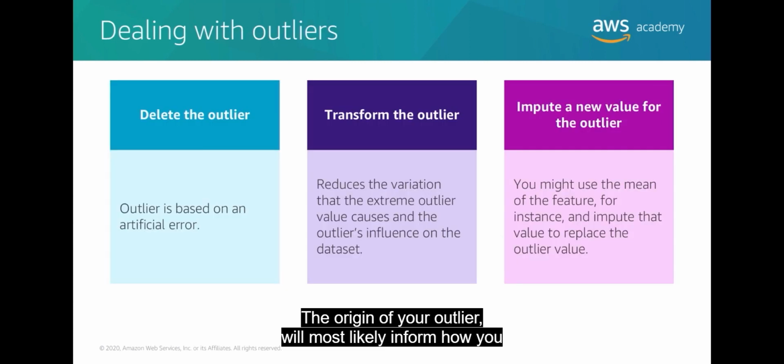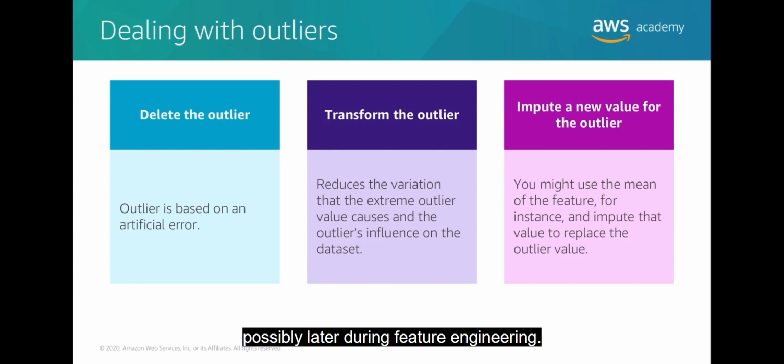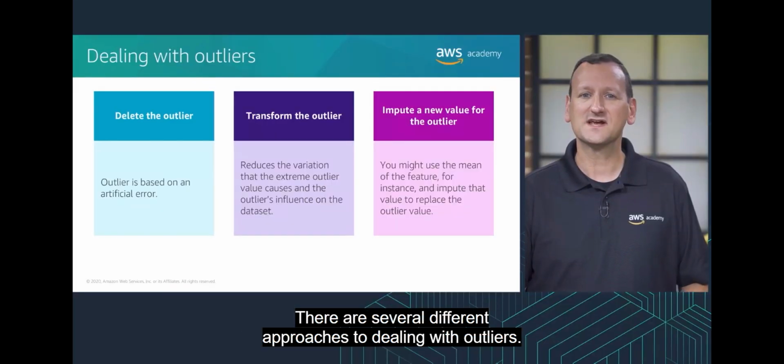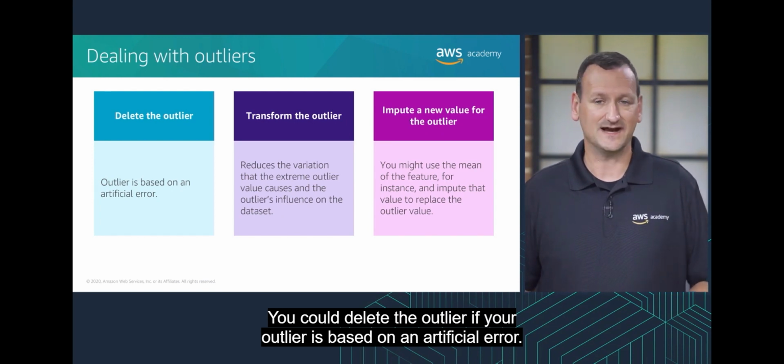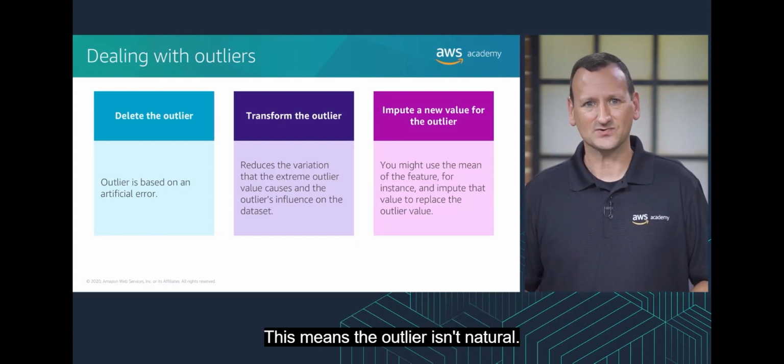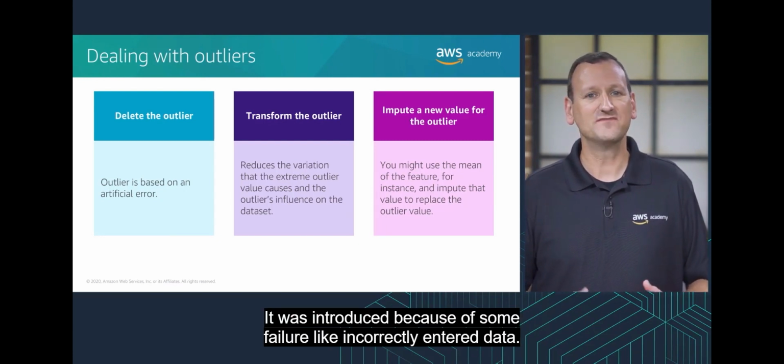The origin of your outlier will most likely inform how you deal with it during this pre-processing phase of the pipeline, or possibly later during feature engineering. There are several different approaches to dealing with outliers. You could delete the outlier if your outlier is based on an artificial error. This means the outlier isn't natural and was introduced because of some failure, like incorrectly entered data.